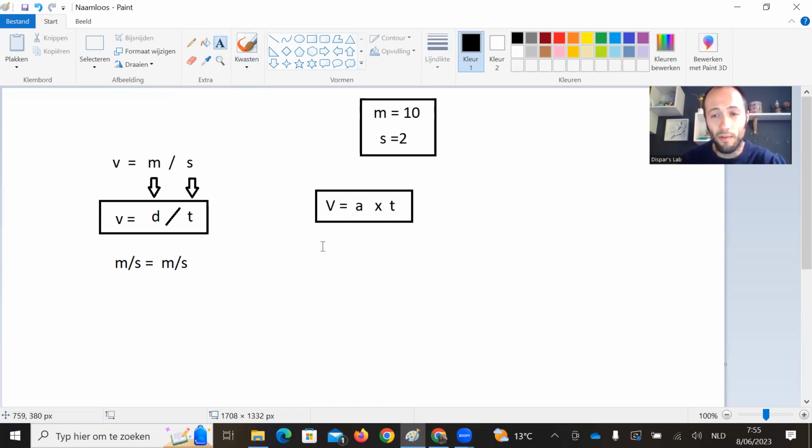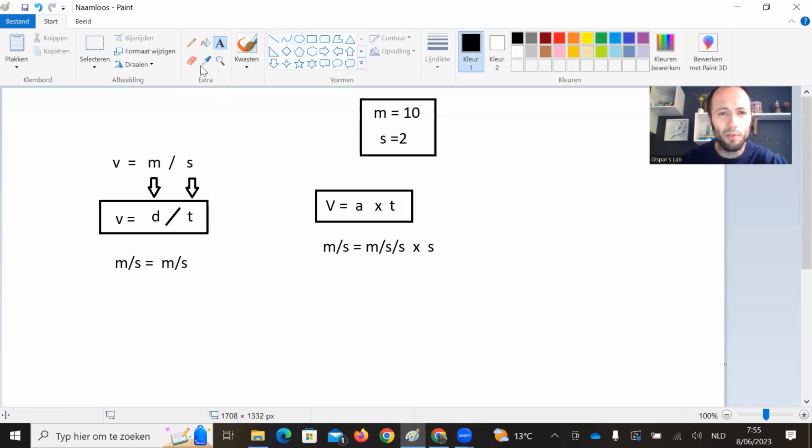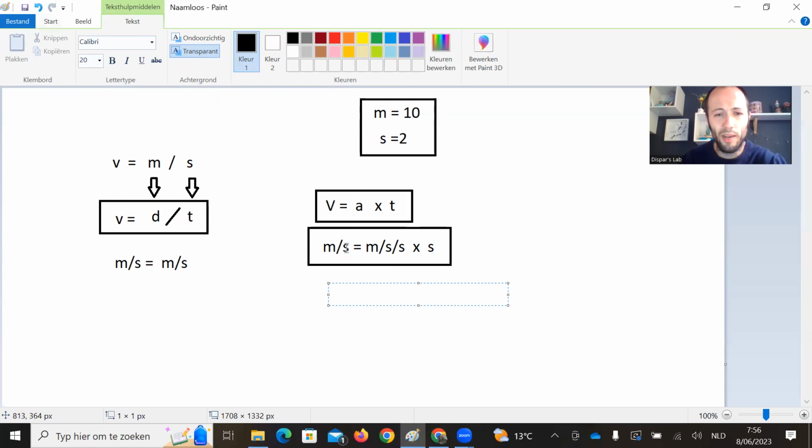So we have velocity, V equals A times T. The unit of velocity is meters per second, which equals the unit of acceleration, conventionally speaking, meters per second, times time, the unit of time being second. So this is it: meters per second equals meters per second times second. Let's replace them with numbers, 10 for M and 2 for S. So M divided by S, 10 divided by 2 equals 5.